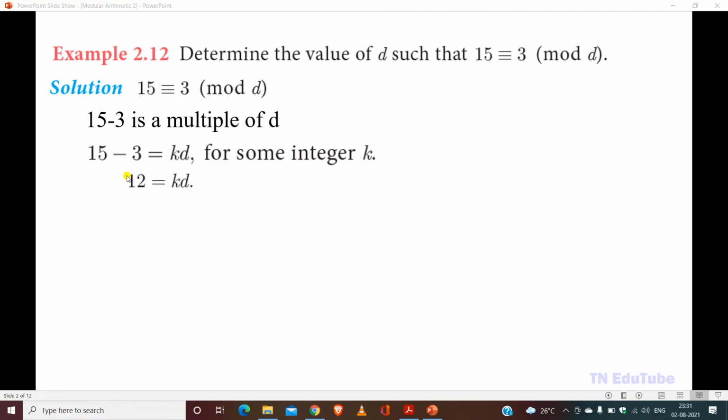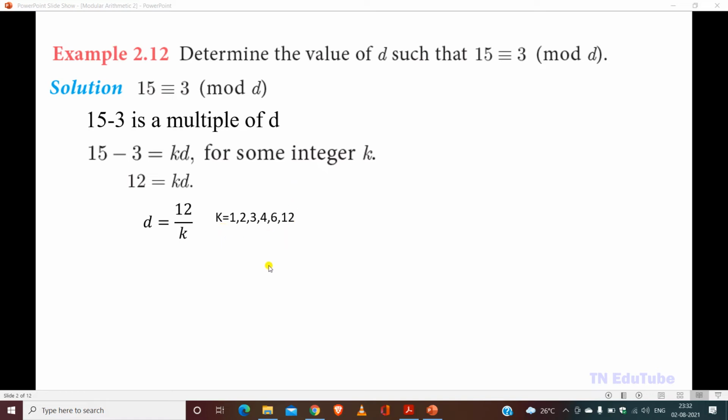Then 15 minus 3 is equal to 12. So you get 12 is equal to k times d. We have to find out the value of d, isn't it? So d is equal to 12 by k. So what are the divisors of this 12? When you put k as 1, 12 is divisible by 1, and k is 2, k is 3, k is 4, then 5 is not, then 6 and 12. So 1, 2, 3, 4, 6 and 12.